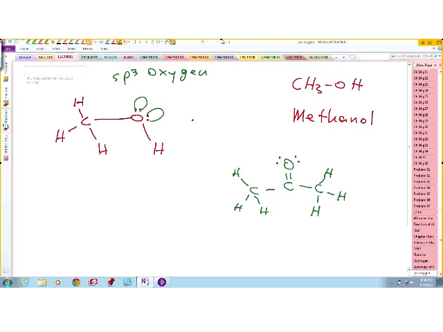Because you consider this here, bonded to an atom, and then this is another atom here. So in other words, think of this oxygen as being bonded to 3 atoms, because each one of the lone pairs of electrons you consider as an atom. So therefore, this is an sp2 oxygen.